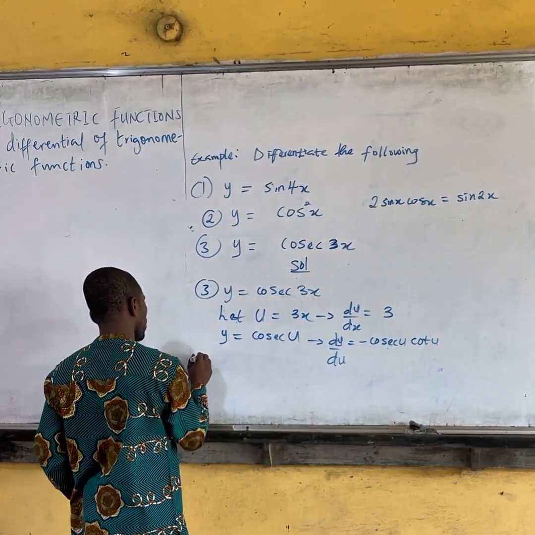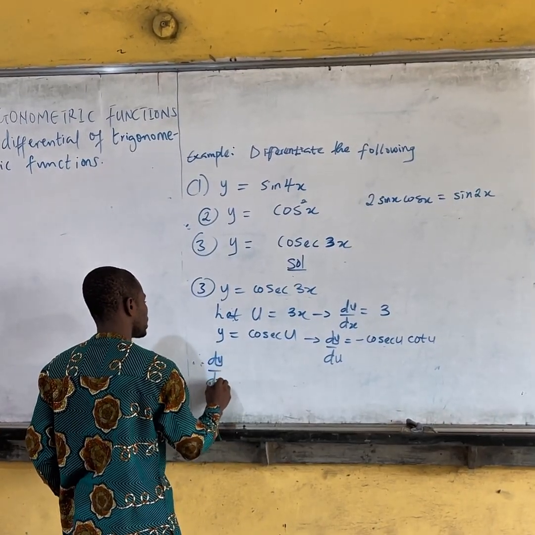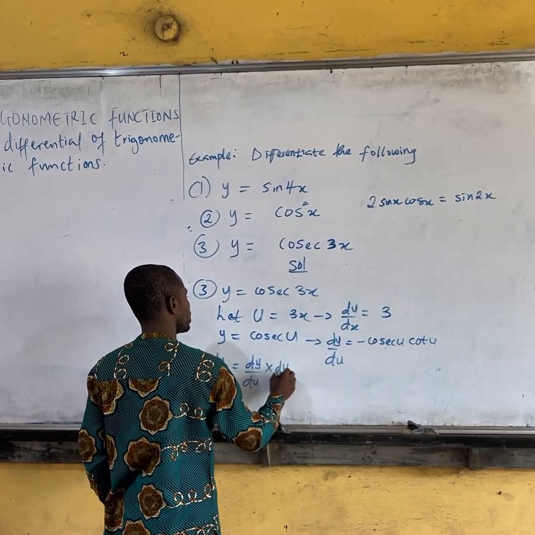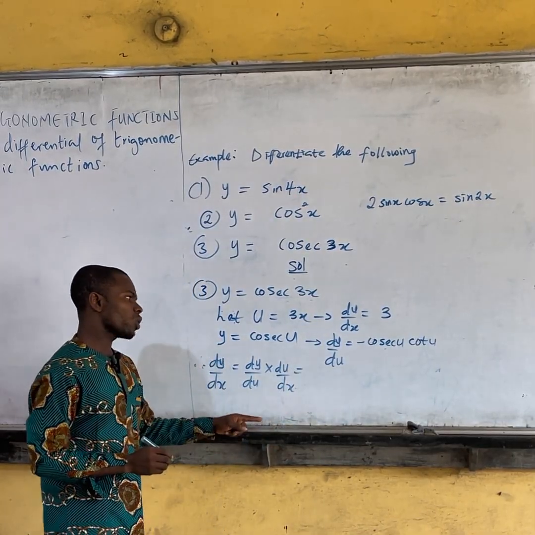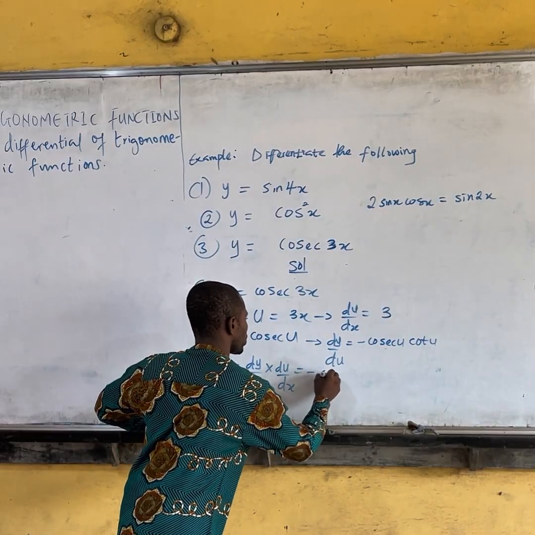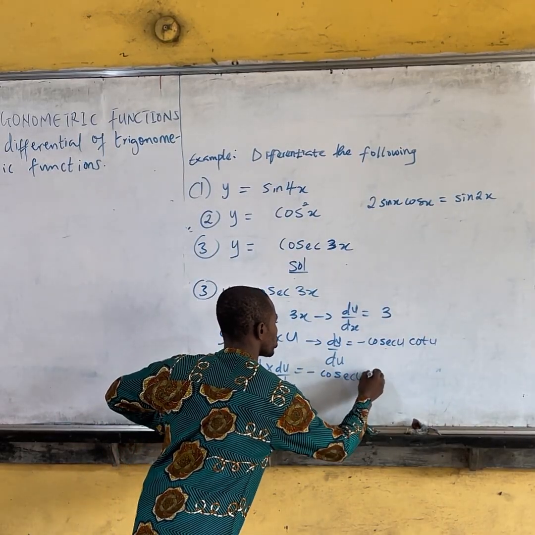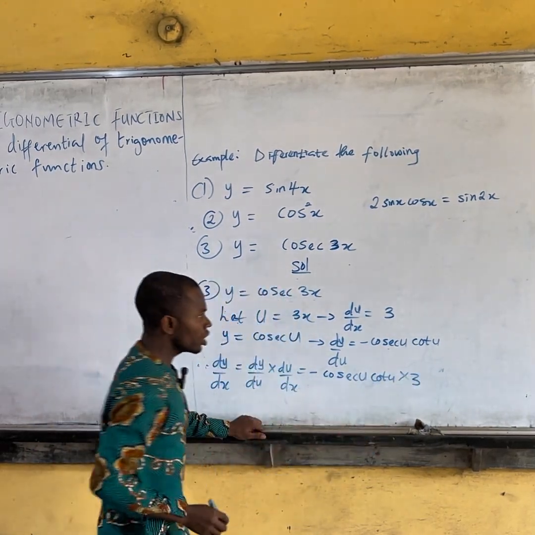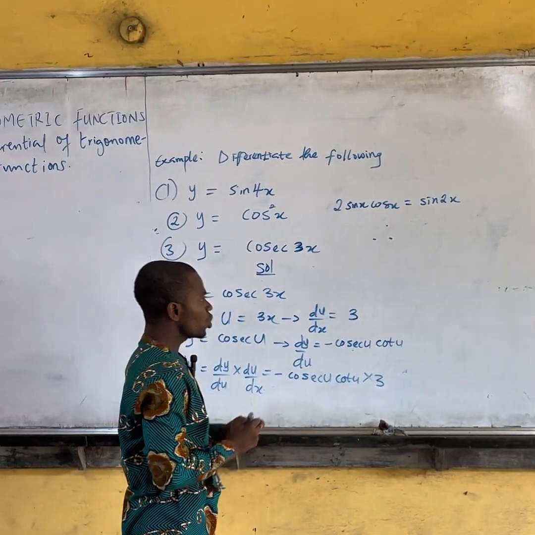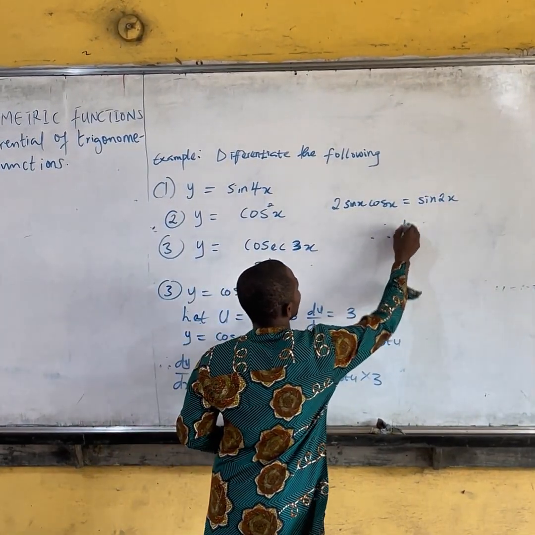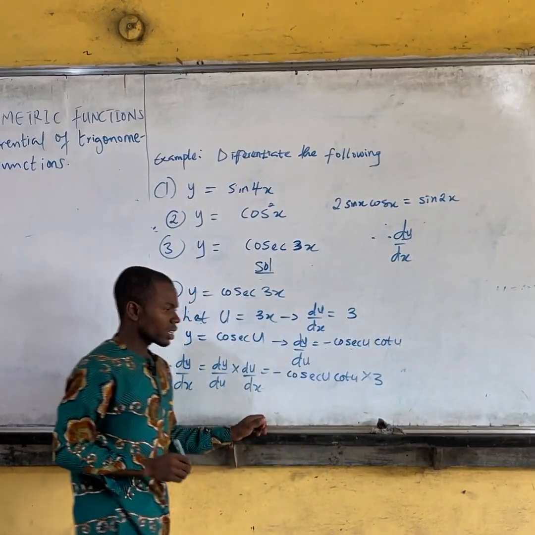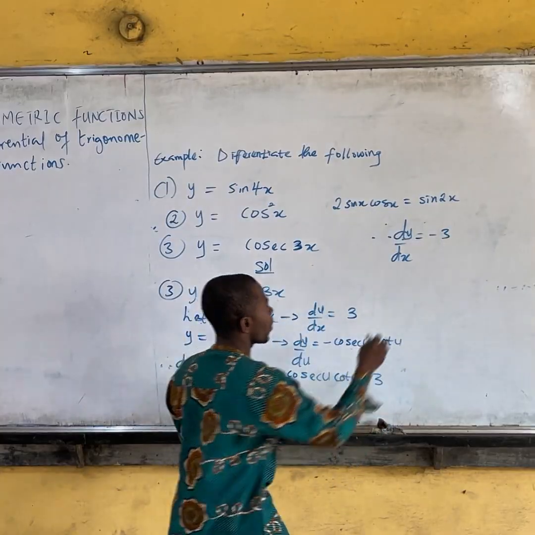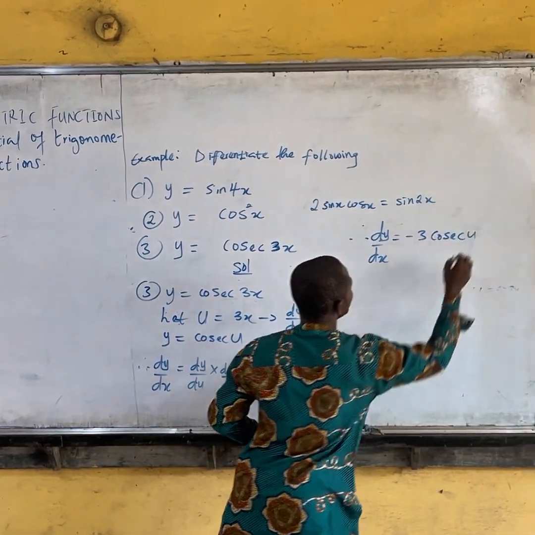So using chain rule, therefore, dy over dx will now be dy over du times du over dx. So dy over du will give us minus cosec u cot u times du over dx, which gives 3. So in conclusion, dy over dx, based on what we got here, there is minus here, equals minus 3 cosec u cot u.